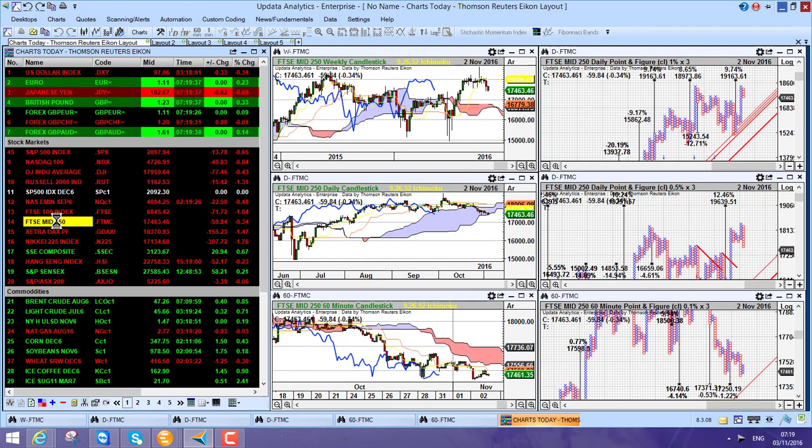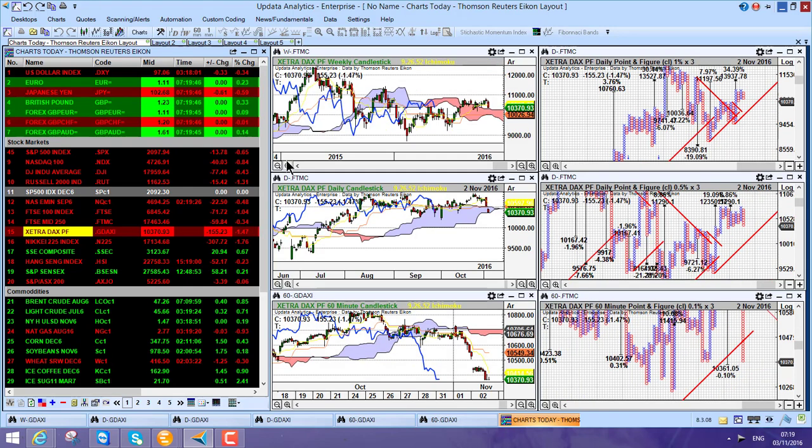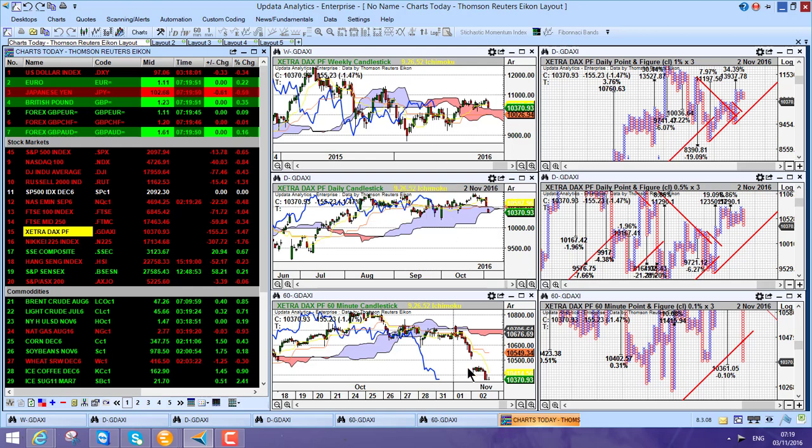When we look at the FTSE 250, the mid caps, much the same picture. And if we look at the German DAX, we see here also that we're seeing that sell off too. Taking a look at the Nikkei, it has been stronger. Asian indices have been stronger above the cloud.